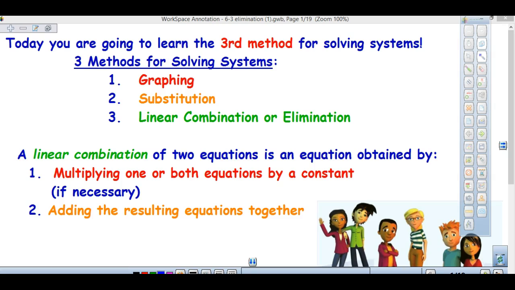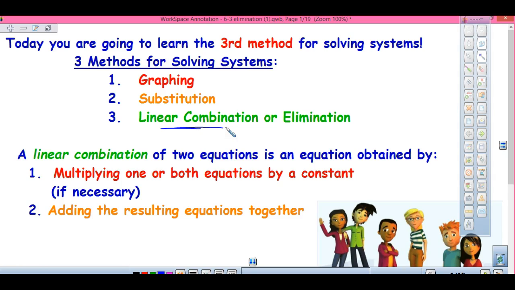Okay, so today we're going to talk about elimination. Okay, and elimination is sometimes called linear combinations, but I will always call it elimination. But if in your directions on a worksheet it says linear combination, they're meaning elimination.